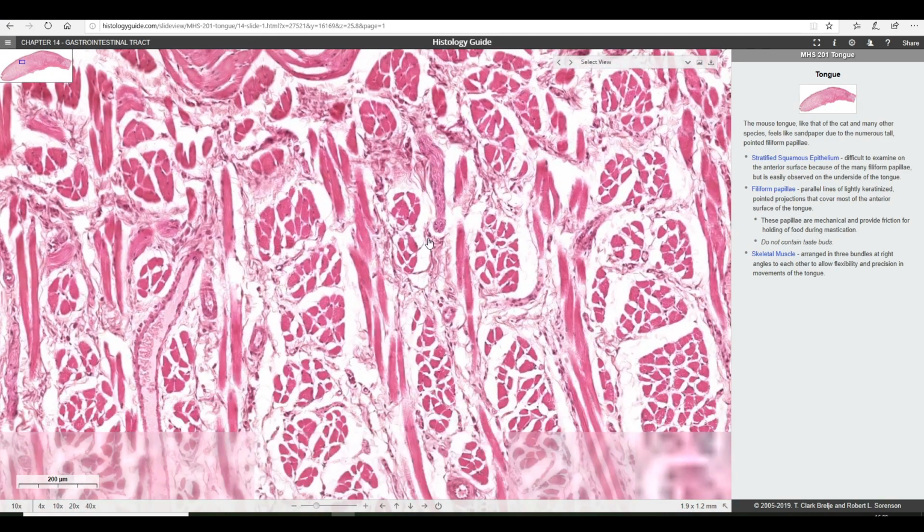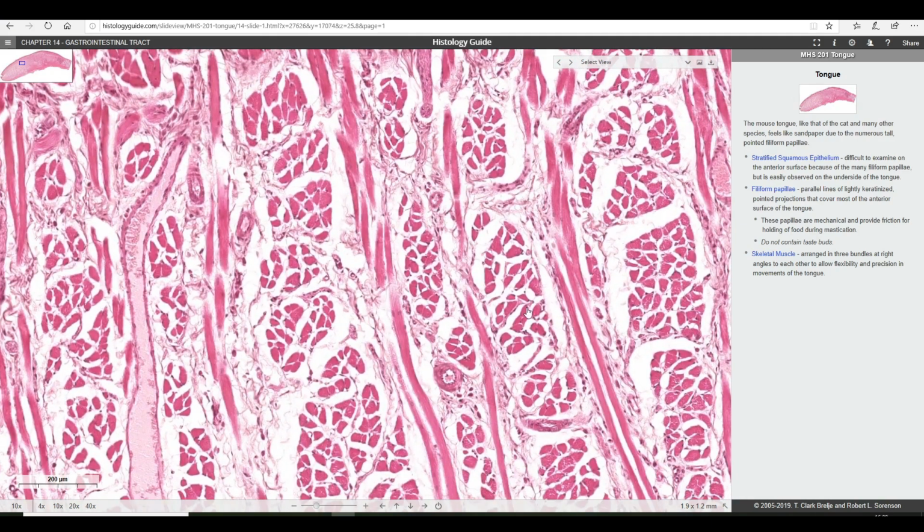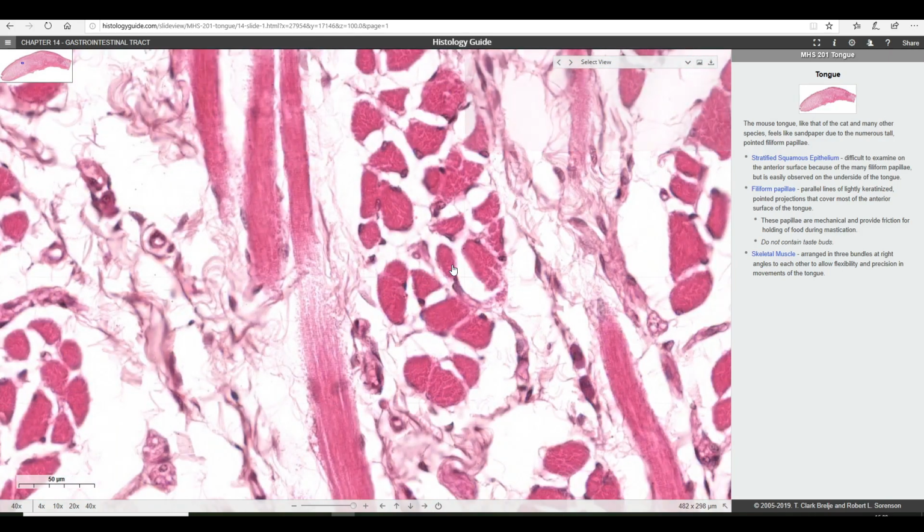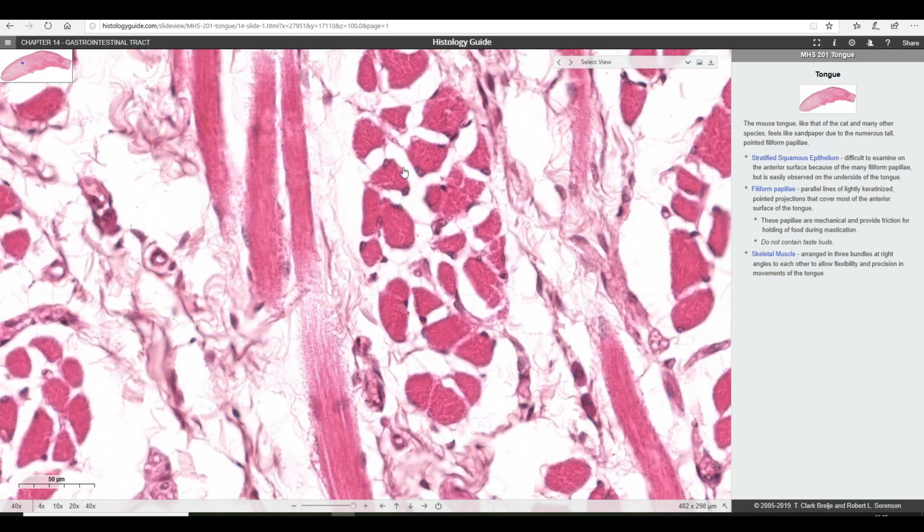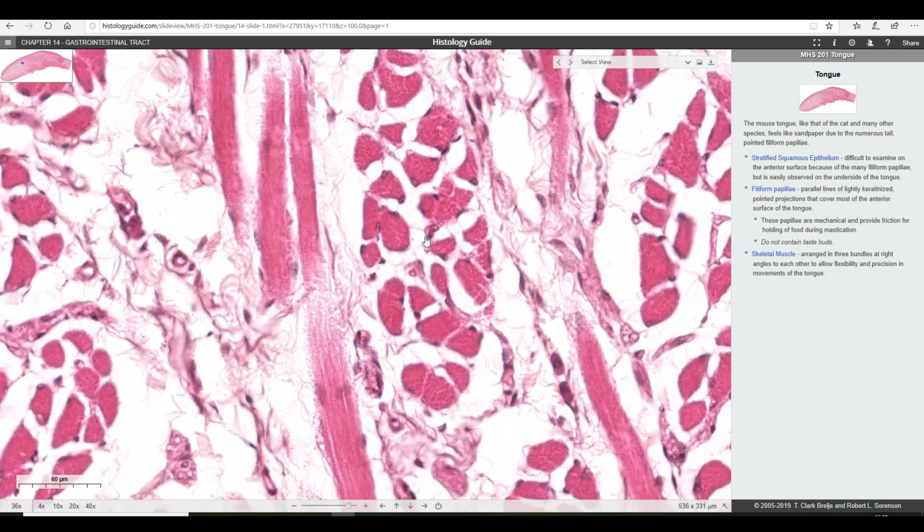Then we zoom in and we go in the center, and this is where we find the cross section of the skeletal muscles. Again, the periphery located nuclei always, and the center of the cell is going to be full with the thick and thin filaments.